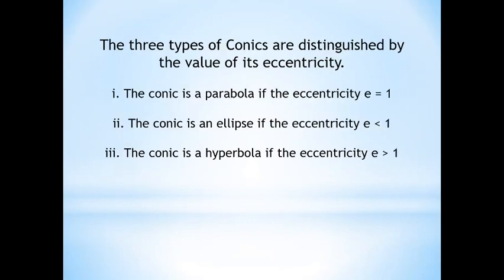So the three types of conics are distinguished by the value of its eccentricity. So using the eccentricity, malalaman natin kung ano po yung given. Parabola, ellipse, or hyperbola ba siya. So the first one is, the conic is a parabola if the eccentricity is equal to 1. And then the conic is an ellipse or circle if the eccentricity is less than 1. And for the third one, the conic is a hyperbola if the eccentricity is greater than 1.